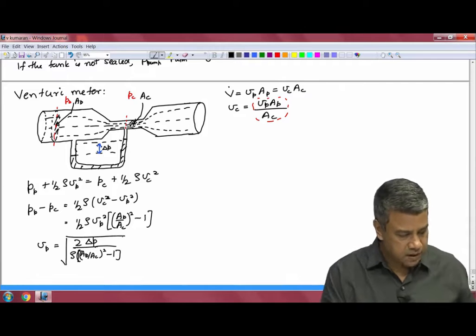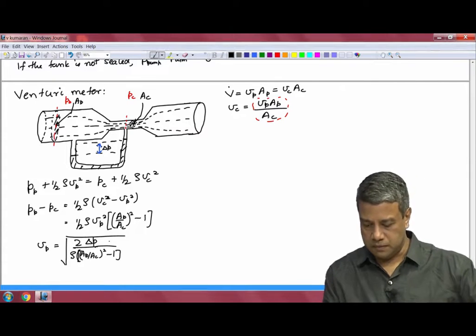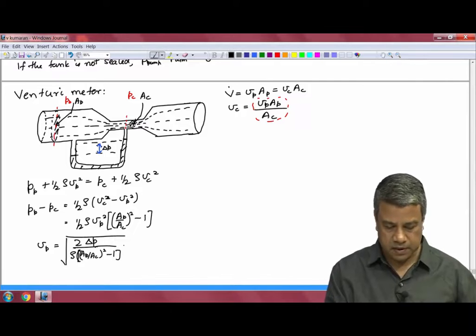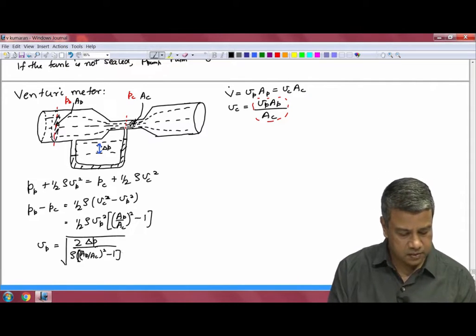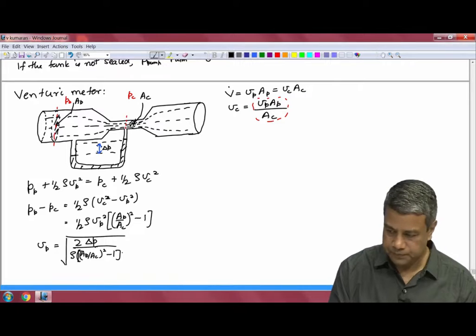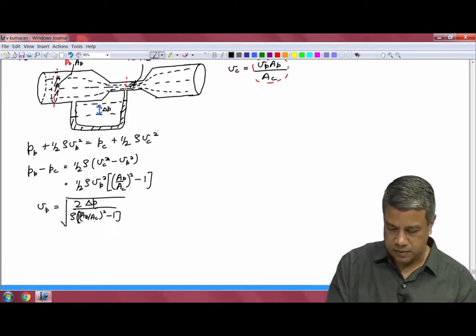So, that is the final expression for the Venturi for the velocity in the pipe, from the pressure difference. By measuring this pressure difference, I can calculate what is the velocity in the pipe. So, let us consider a concrete example.